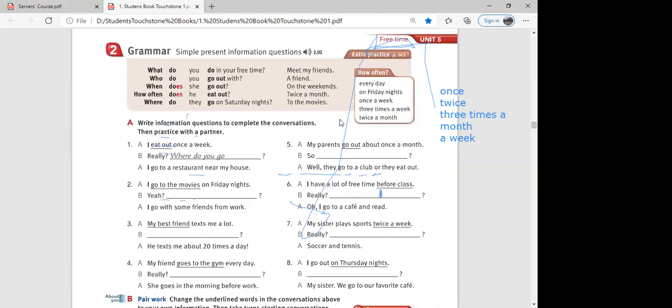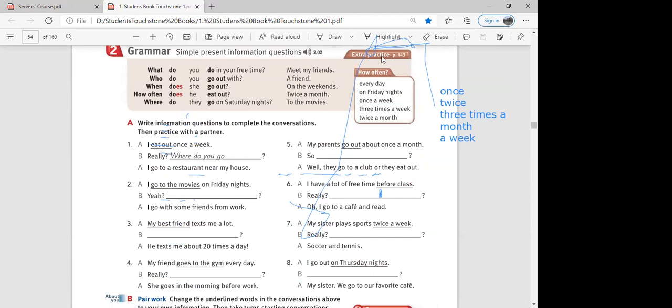First, here you have how often, right? On your right side. How often means que tan seguido, right? Frequency. Every day. On Friday nights. Once a week. Three times a week. Twice a month.